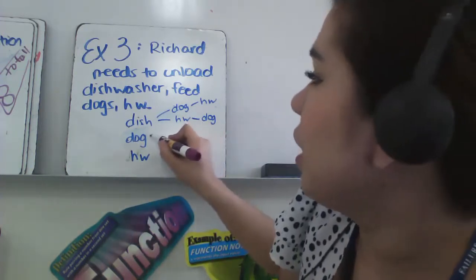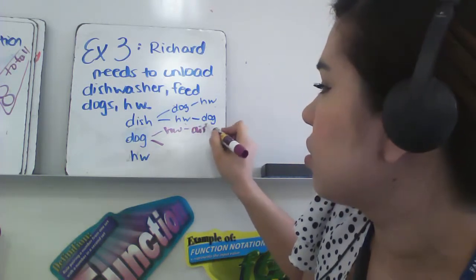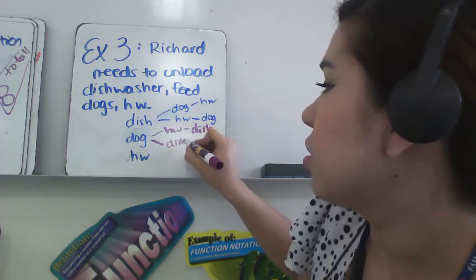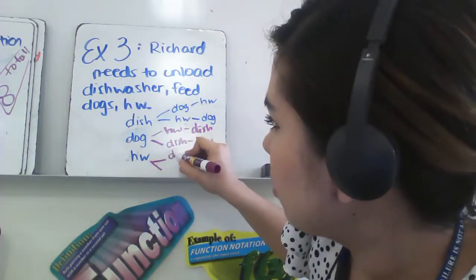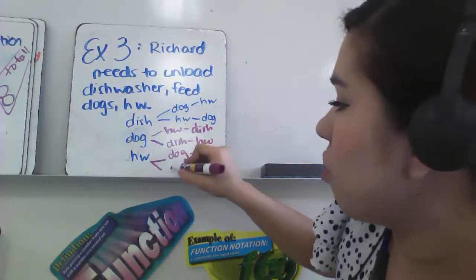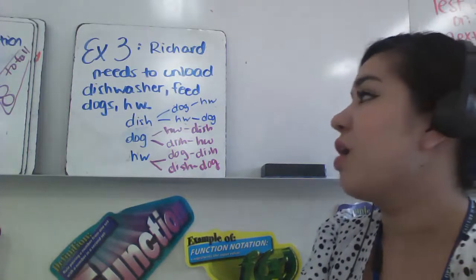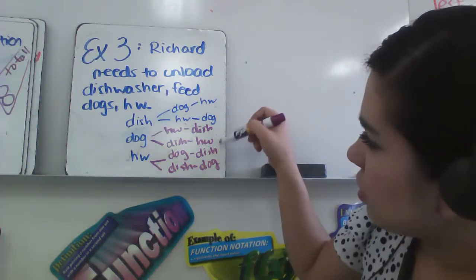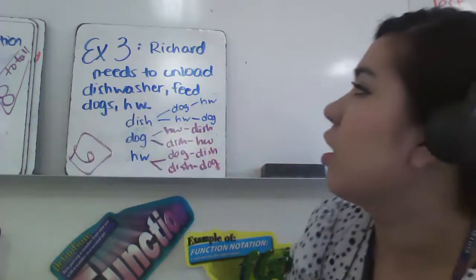So let's continue. He can feed the dog, do his homework, and then do the dishes. He can feed the dog, do the dishes, and then his homework. Okay? Then he can do his homework, feed the dog, and then do the dishes. Or he can do his homework, do the dishes, and then feed the dog. So now that I have all the different combinations, I can count. I have 2, 4, 6. 6 different combinations that he can do this.